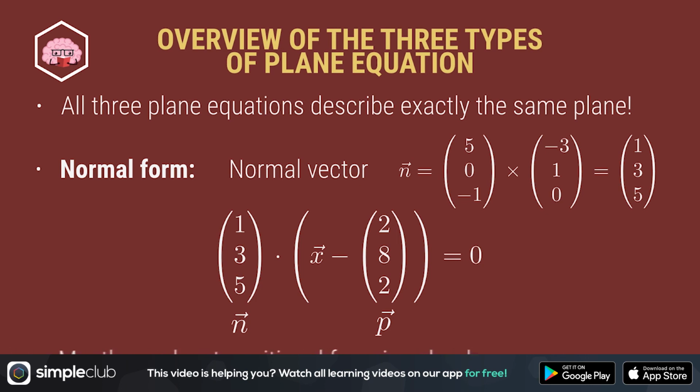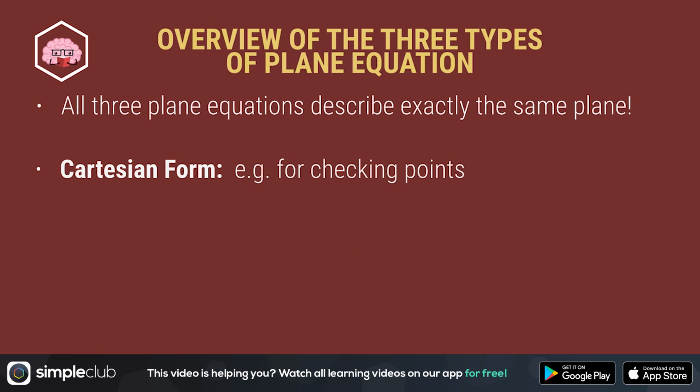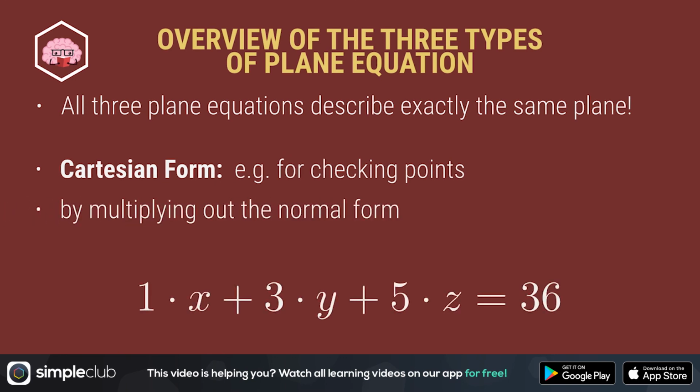Really useful for school. Or maybe not. It's a bit like the repulsive main course you force yourself through so you can get to the dessert. Cartesian form. To get to this one, you multiply out the normal form and bring the result to the other side. This one is definitely most useful. For example, it's a real quick way to discover whether a point lies on a plane or not.